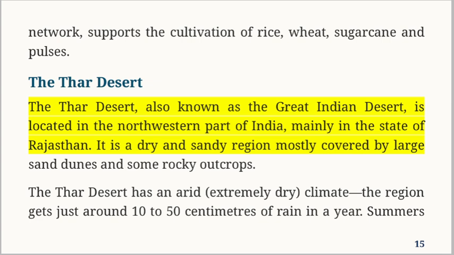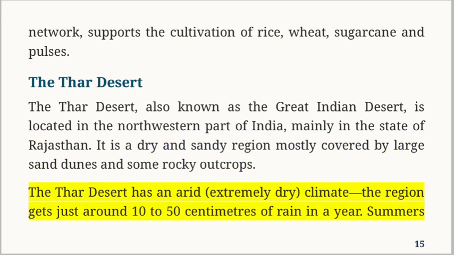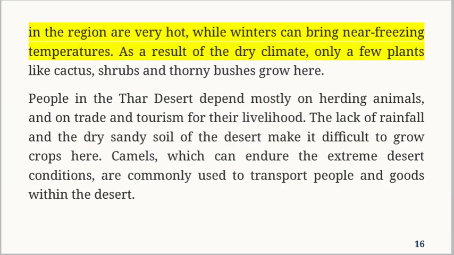The Thar Desert, also known as the Great Indian Desert, is located in the northwestern part of India, mainly in the state of Rajasthan. It is a dry and sandy region mostly covered by large sand dunes and some rocky outcrops. The Thar Desert has an arid, extremely dry climate. The region gets just around 10 to 50 centimeters of rain in a year. Summers in the region are very hot, while winters can bring near freezing temperatures.